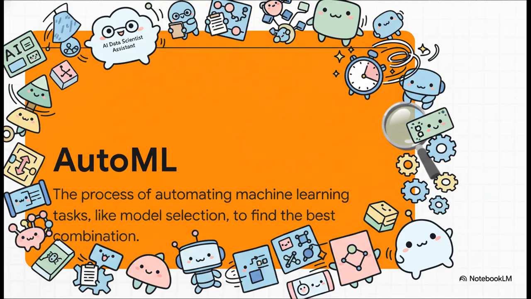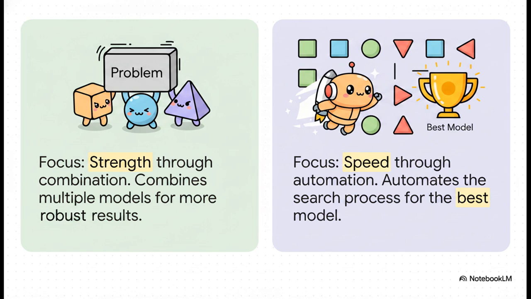Next, we have AutoML, which stands for Automatic Machine Learning. Think of this as your own personal AI data scientist assistant. It automates all that tedious work of testing dozens of different models and settings, and it can rapidly figure out the best combination for your specific project. This can save you a massive amount of time. And this slide just lays out the difference perfectly. Ensemble methods are all about combining models to get better strength and accuracy. AutoML, on the other hand, is about automating the search process to improve speed and efficiency. Both are incredibly powerful tools you can have in your toolkit to accelerate your project.